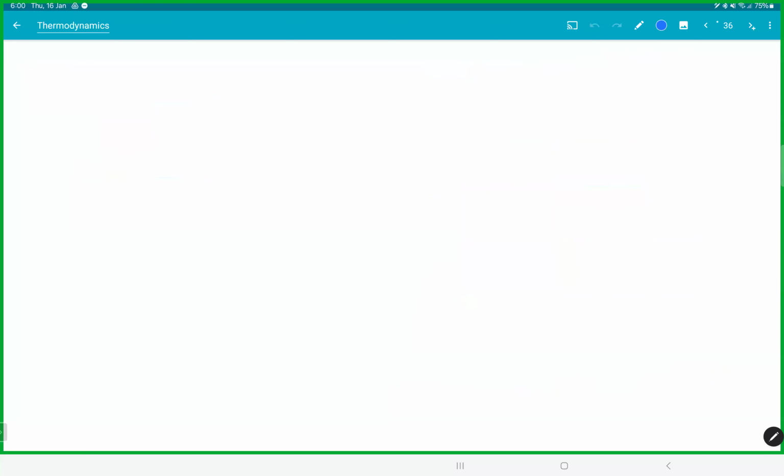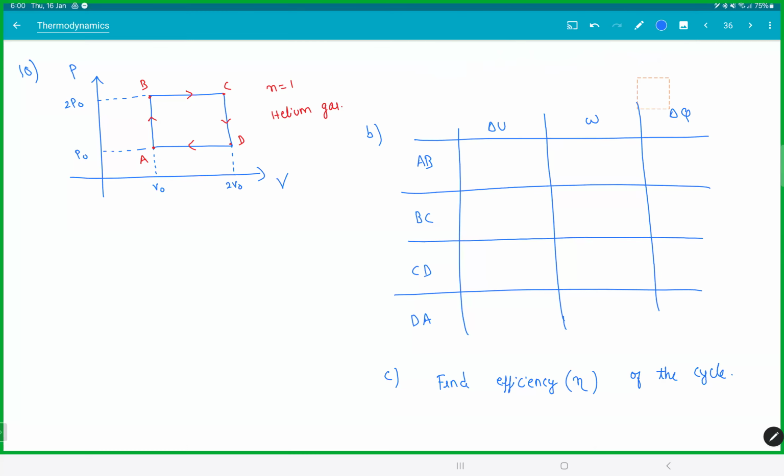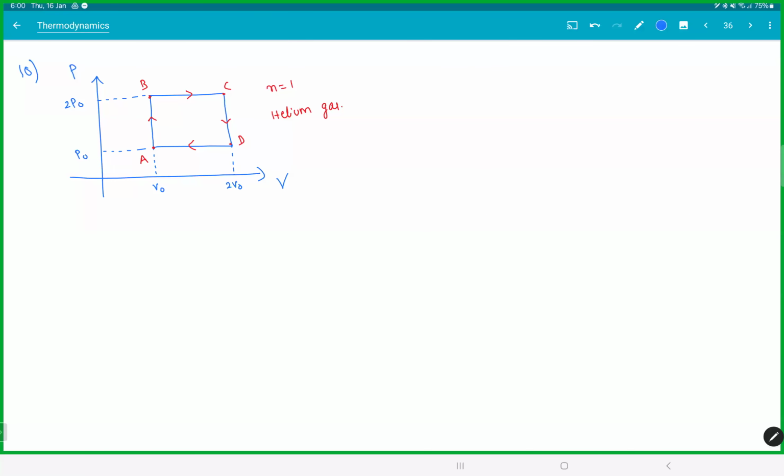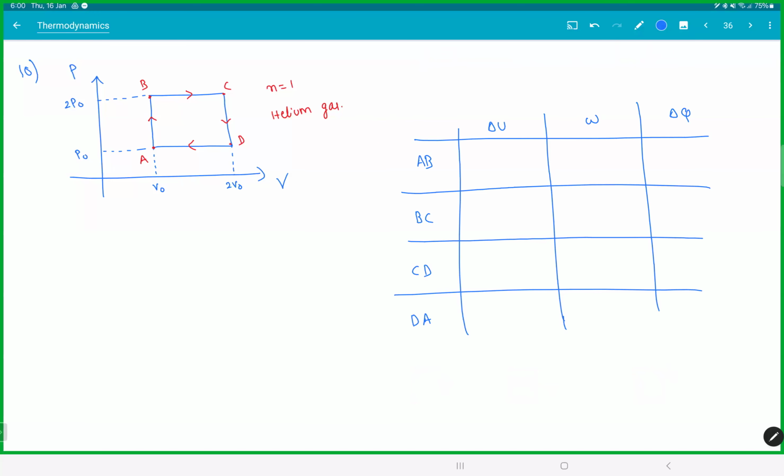Let's see the first part. Now for temperature, it is PV by nR. So temperature at A is P naught V naught by R. This is also the temperature at D, where temperature at B is 2 P naught V naught by R. Temperature at C is 4 P naught V naught by R. Perfect. So first thing, once you got temperature, the next easiest to find is what?